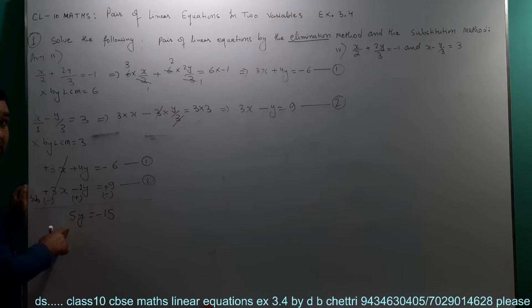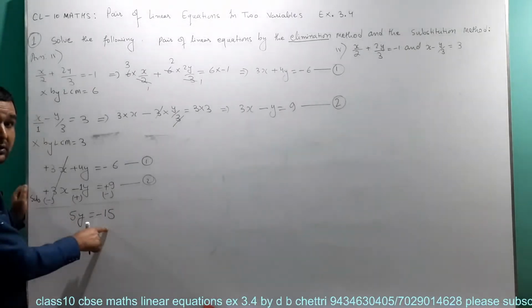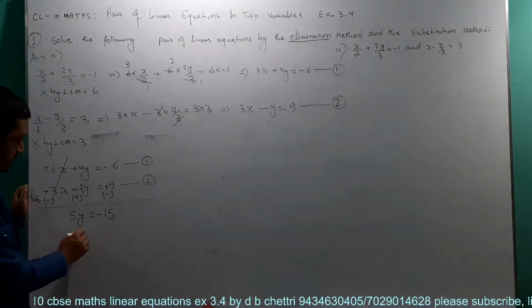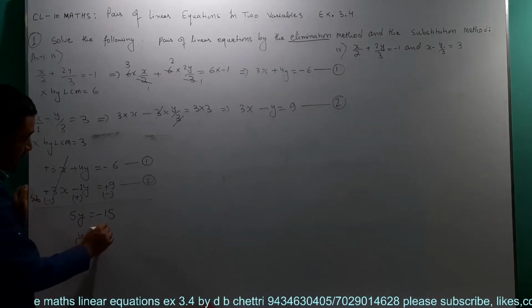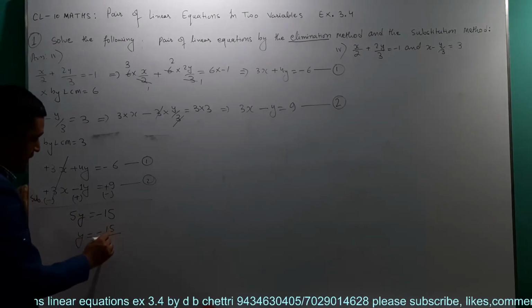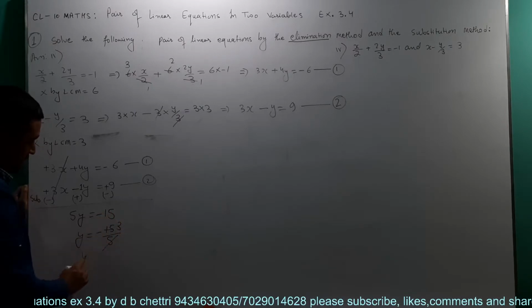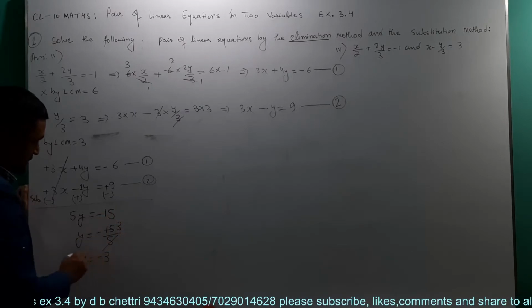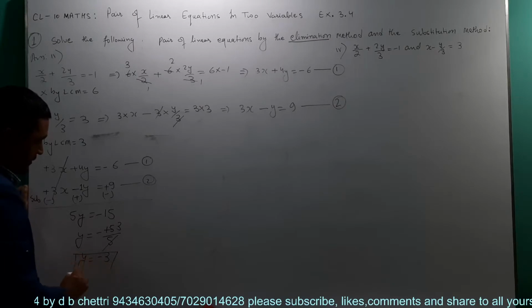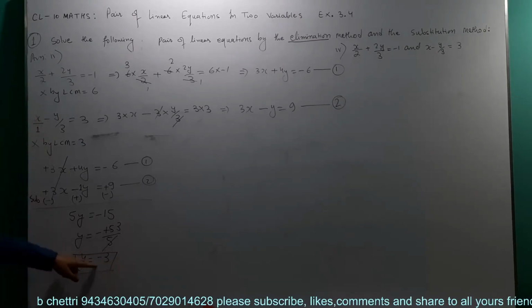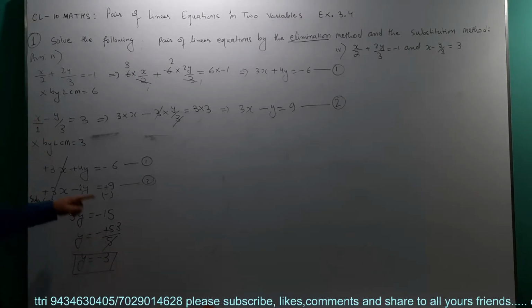This multiplier always goes to the denominator of the other side. That means y equals minus 15 divided by 5. Then 5 ones are 5, 5 threes are 15. Then what do we get for y? Minus 3. So y equals minus 3.